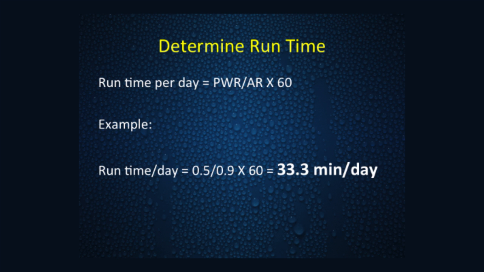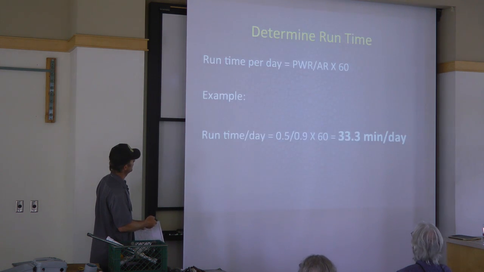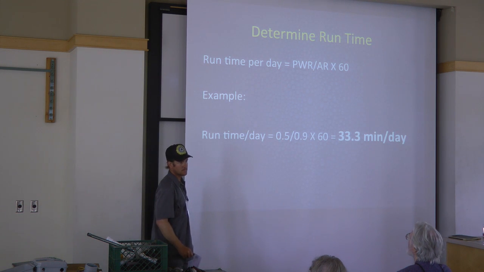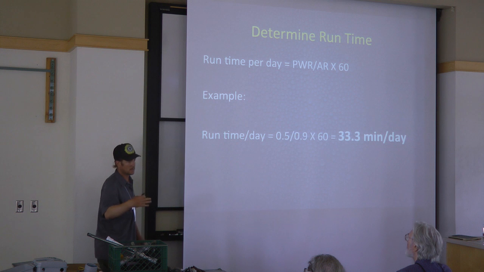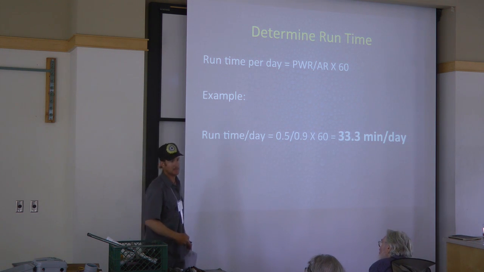Run time per day. So our plant water requirement, what did we determine that was? Half a gallon per day, divided by our application rate. We said it was 9/10 of a gallon per hour, times 60. So run time per day, 0.5 divided by 0.9 times 60, around 30 minutes per day. So if you ran it every day, you would run it for 30 minutes per day. You don't necessarily want or need to run it every day.